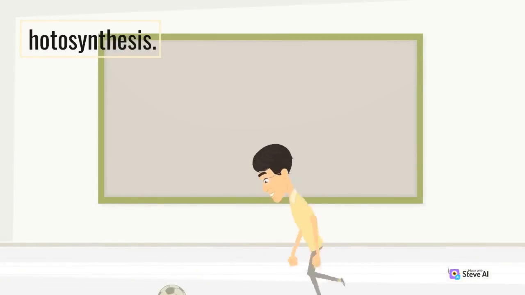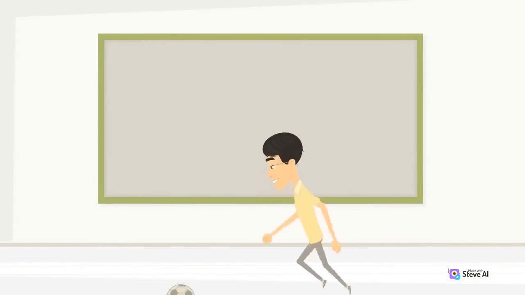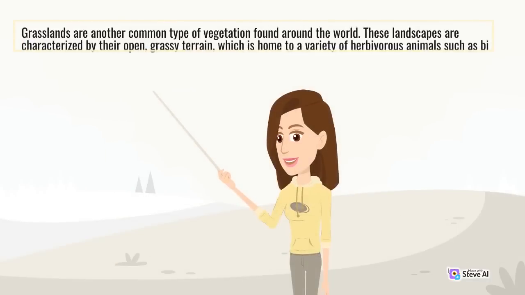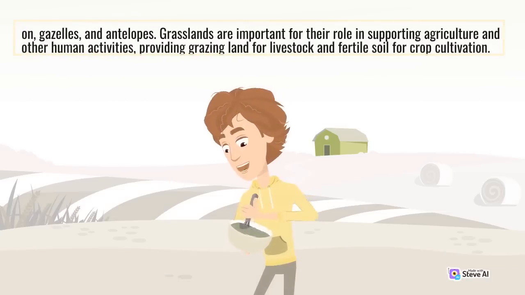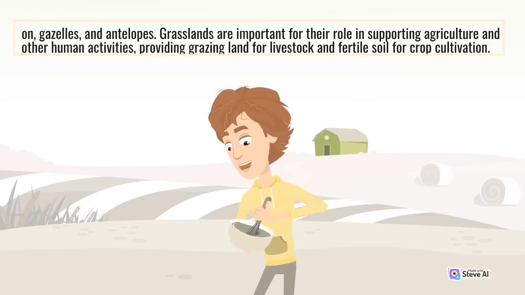Grasslands are another common type of vegetation found around the world. These landscapes are characterized by their open, grassy terrain, which is home to a variety of herbivorous animals such as bison, gazelles, and antelopes. Grasslands are important for their role in supporting agriculture and other human activities, providing grazing land for livestock and fertile soil for crop cultivation.